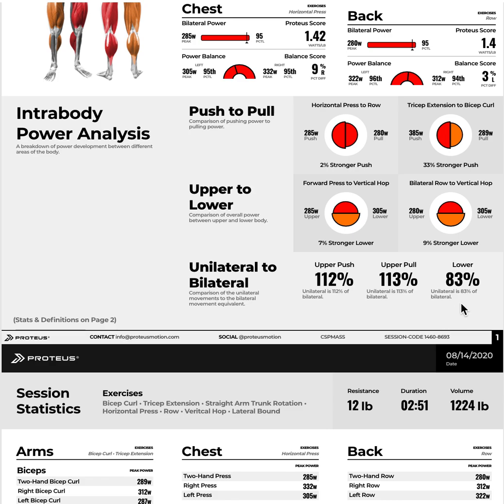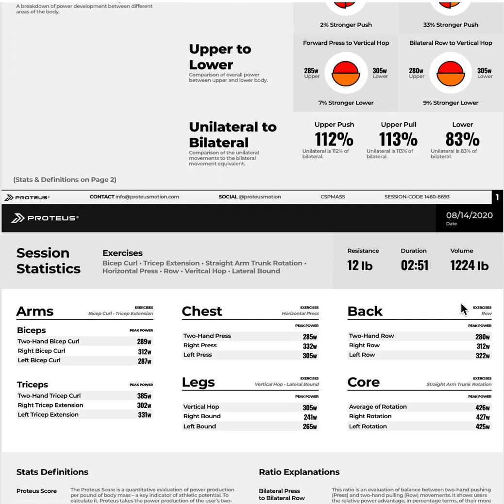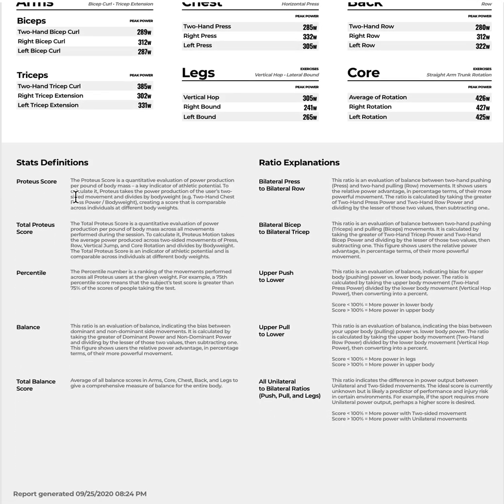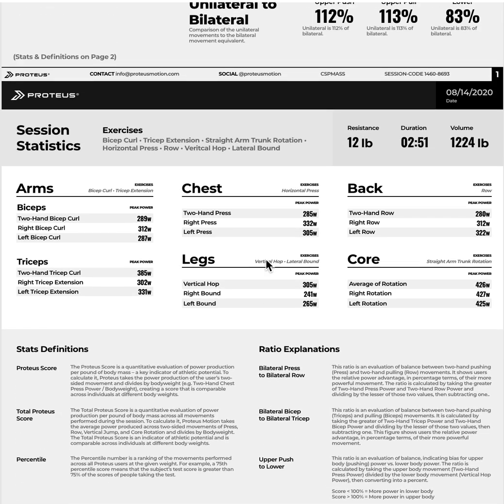You're also able to look at the percentage of unilateral to bilateral output that an athlete is able to produce off one extremity compared to both. And finally, at the end of the sheet, you get a breakdown on the stats definitions as well as explanations of the different exercises and how the different metrics are laid out.